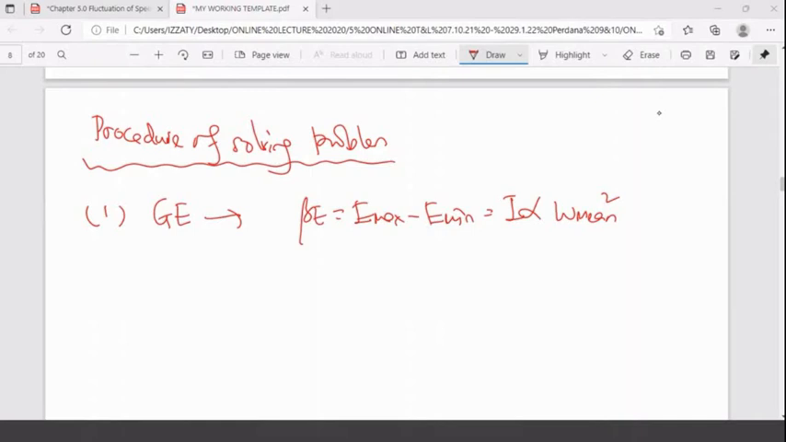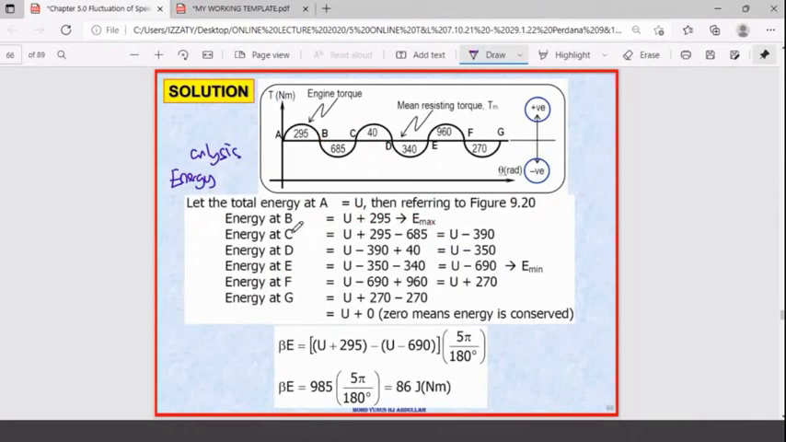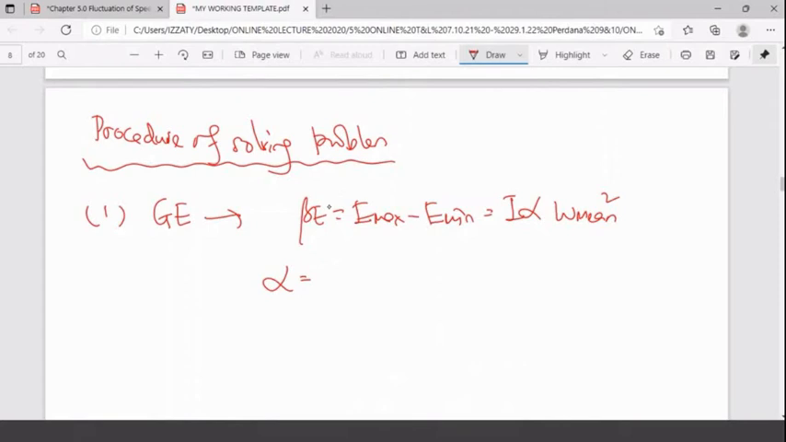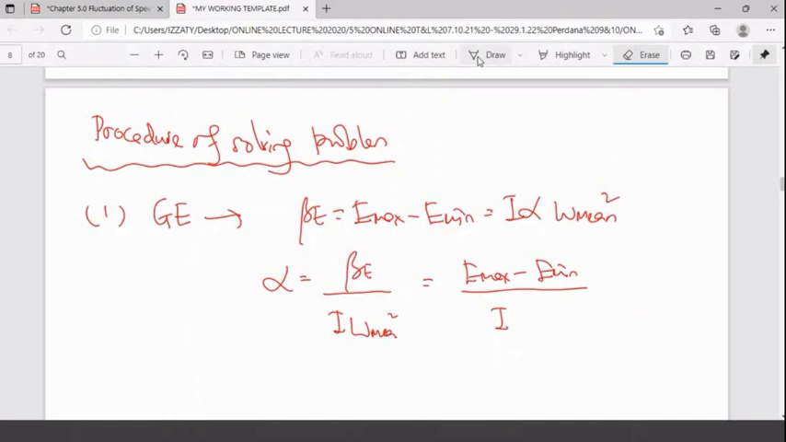So the equation asks you to define what, just now, is to define alpha, isn't it? You can ask to define alpha. Look at here. The coefficient of fluctuation of speed is alpha, basically. So if you manipulate the equation, alpha is equal to beta A, which is I omega min power of 2, or E max minus E min, divided by I omega min power of 2.